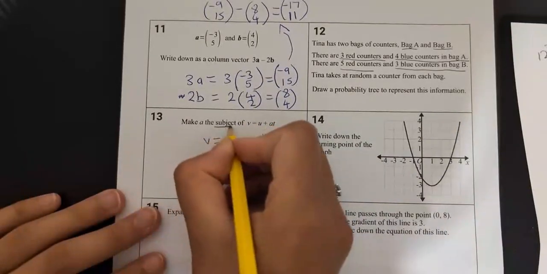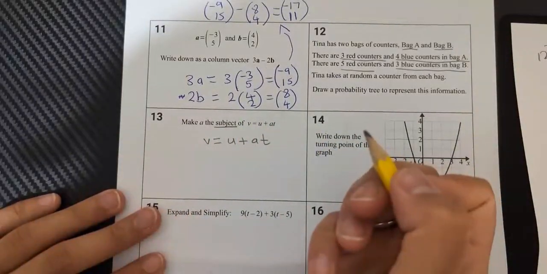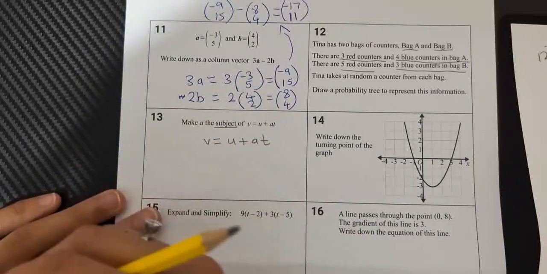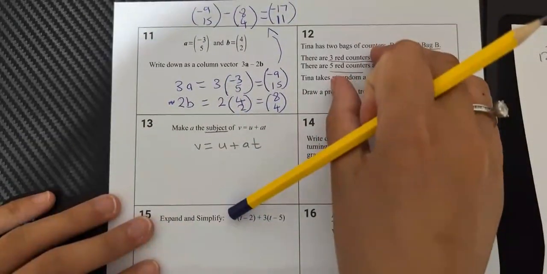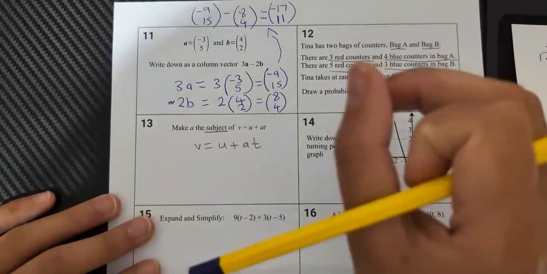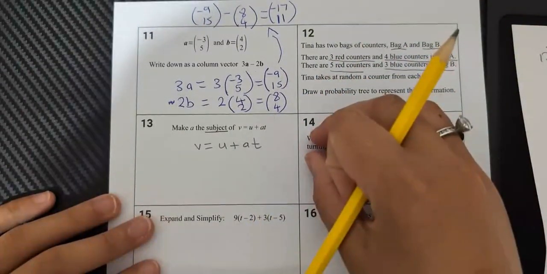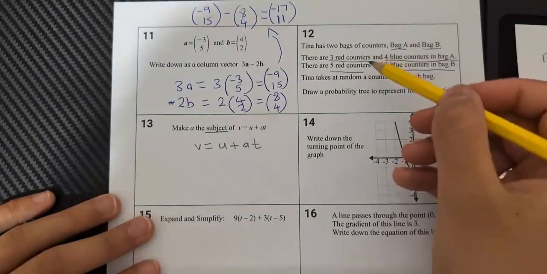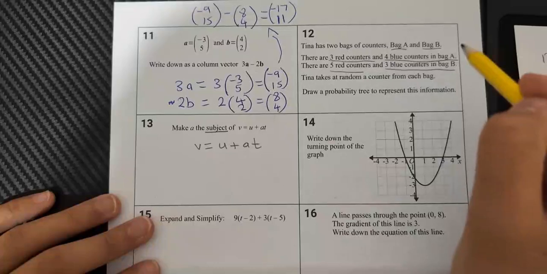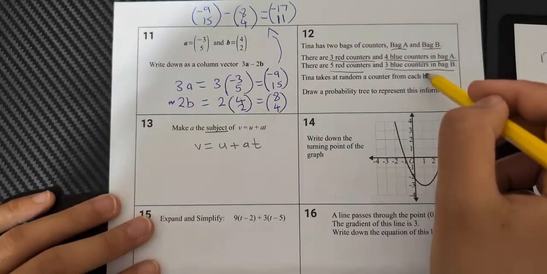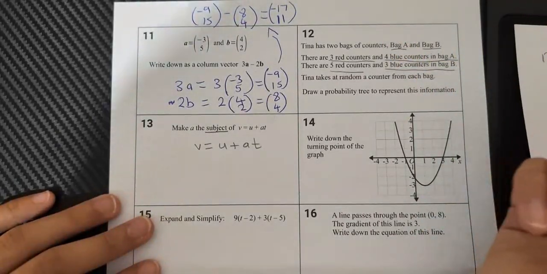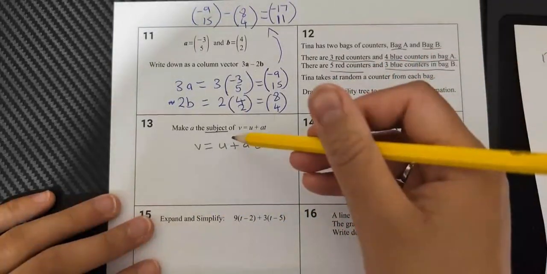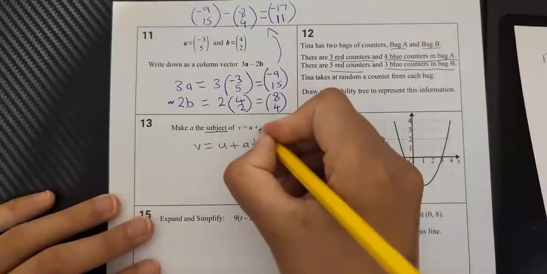I'm glad you found it easier. That's the easiest bit, but that could probably be your part A of the question in the GCSE paper, and part B might just be to calculate a probability. Let's say if you picked a red counter first from bag A and then from bag B picked a blue counter, what's the probability that will happen? But question 13 is asking us to make A the subject.